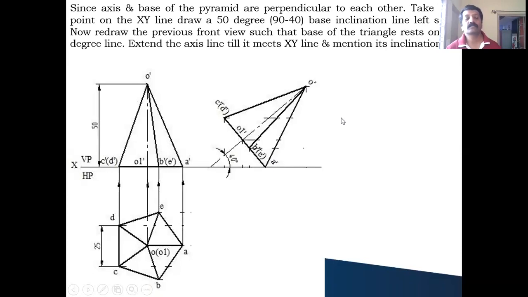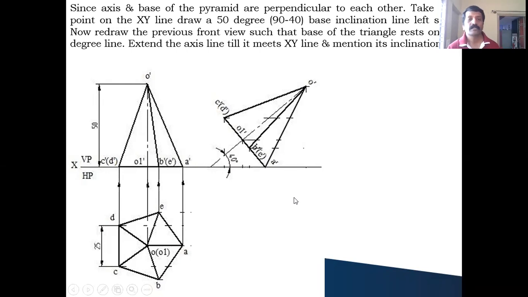Okay, so now you have redrawn. After this, this is the axis line O dash and O1 dash. You extend this line till it meets the XY line. Then the axis inclination you can show. If the base I have taken is 50 millimeter, then the axis inclination you have to get is 40 degree. That's all. So you have redrawn this front view such that the base of this triangle should come on the 50-degree line like this. So this completes your front view.